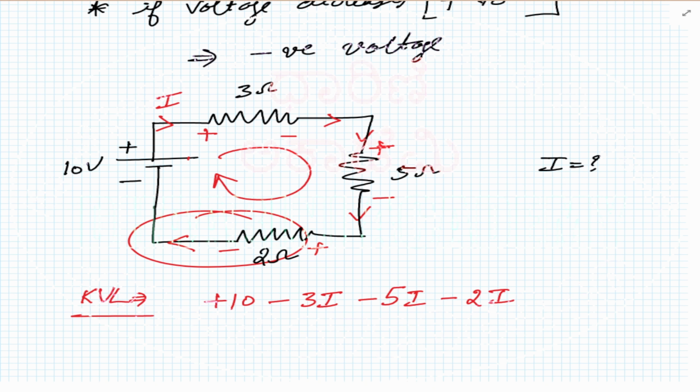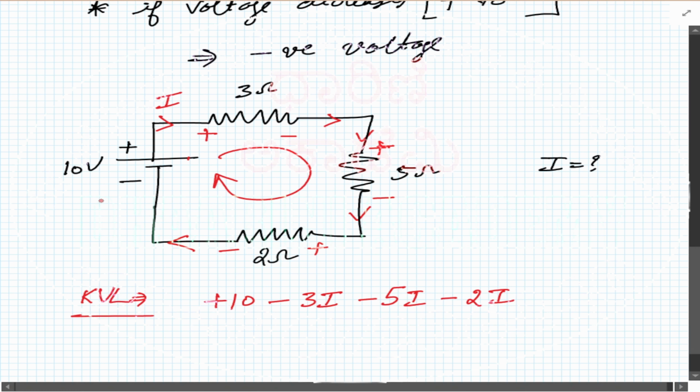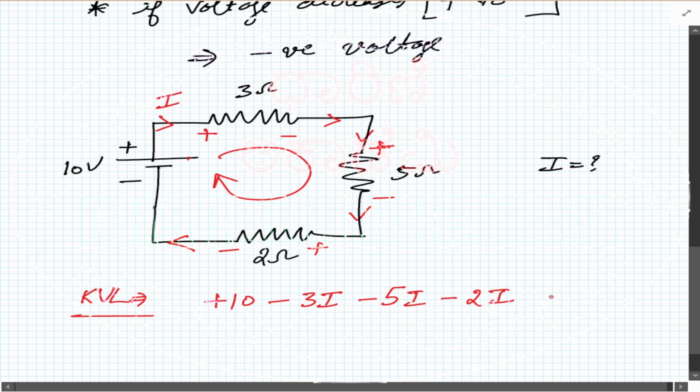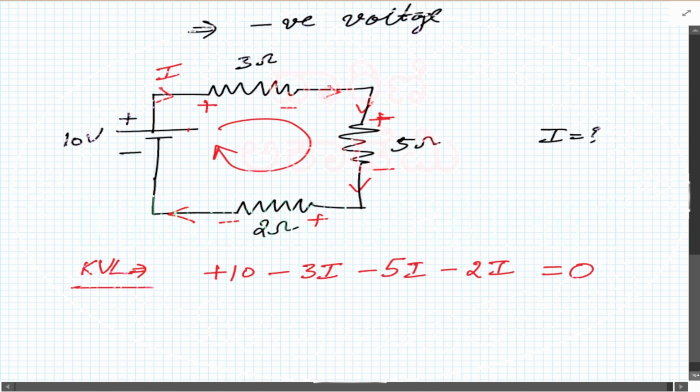I started from the battery and I moved around the loop. I reached the battery once again. So you finished the loop. So in a loop, the algebraic sum of the voltages should be equal to 0. So see, very simple. KVL as it is we apply, but it is in the mathematical form.